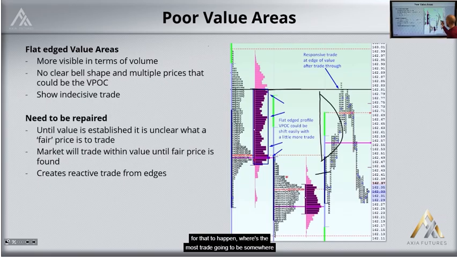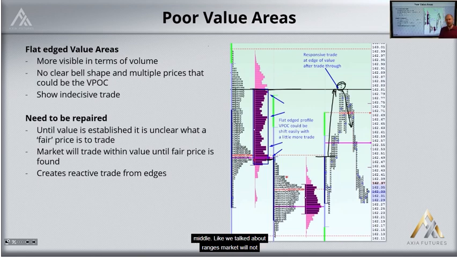For that to happen, where's the most trade going to be? Somewhere in the middle. As such, if you bought it on the movement inside of value and try and play it towards the top, the reaction from the top, you can then look for a trade back towards the middle. Like we talked about with ranges, market will not necessarily trade from the top to the bottom of the range, up and down.